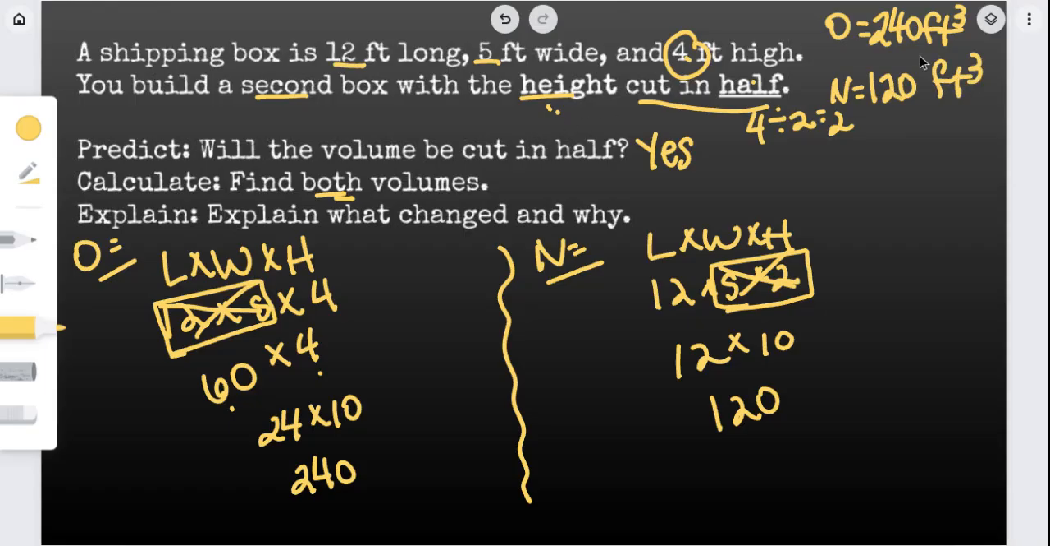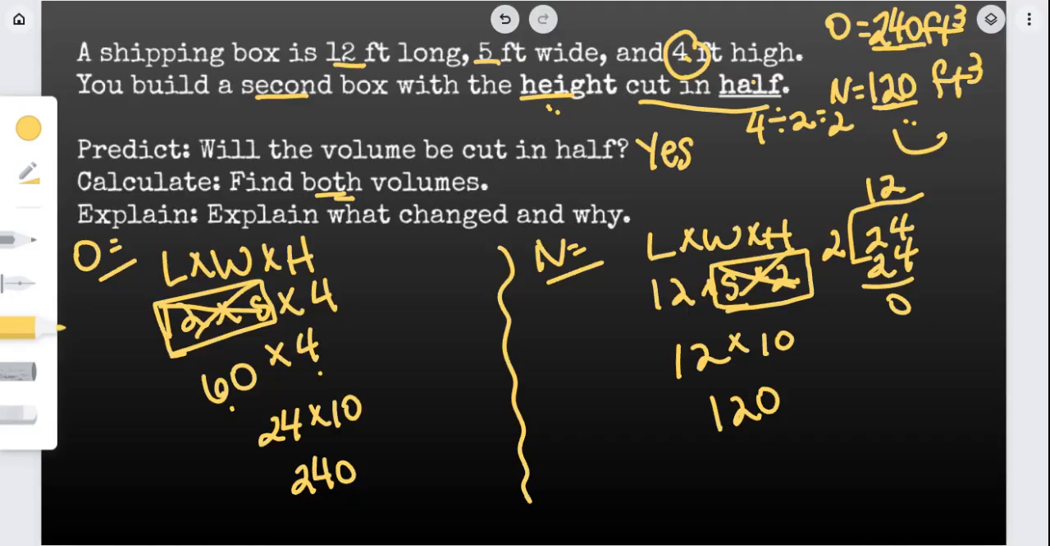And was my prediction correct? Is 120 half of 240? Well, if I look at 24 and 12, I know that 24 divided by 2 gives me 12. So, yes, 240 is twice as much as 120, which means that our new volume, 120, is half of the original volume, 240.